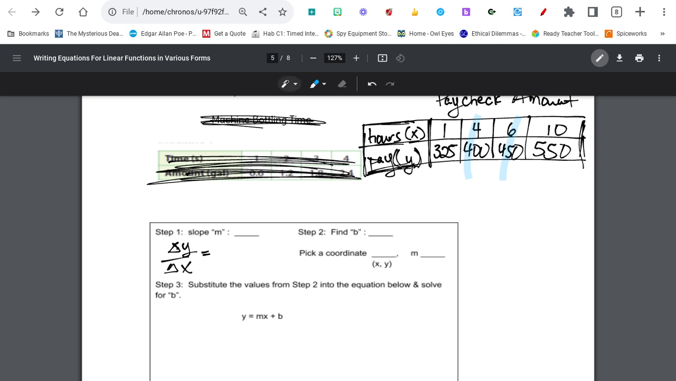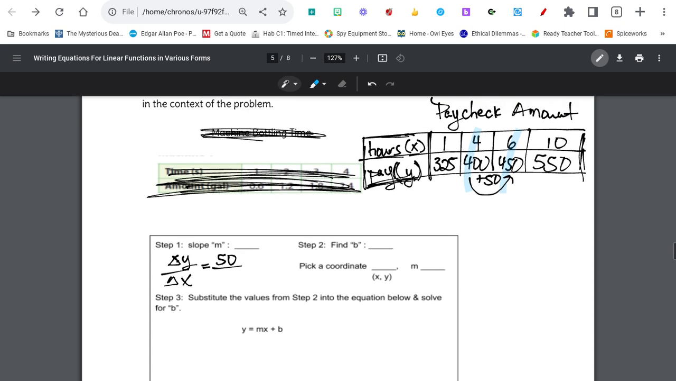So this is my Y now. What am I doing to 400 to get to 450? Well, I'm adding 50 to get from 400 to 450. So the change in Y is 50. And what are you adding to 4 to get to 6? Well, you're adding 2 to 4 to get to 6. So I know my slope is 25.